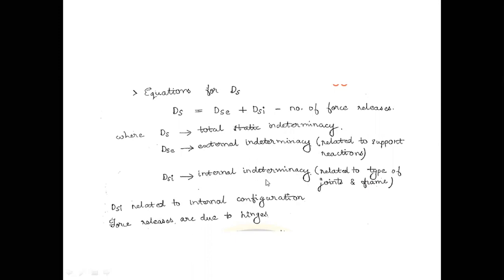This is internal indeterminacy that is related to the type of joint and frame. If it is a pin joint, there will be internal indeterminacy due to excessive members. We have already discussed the cases. DSI is related to internal configuration forces released due to hinges. We have clearly seen that the presence of an internal hinge can create internal indeterminacy of a frame or a beam. So this is also responsible for a structure becoming internally indeterminate.